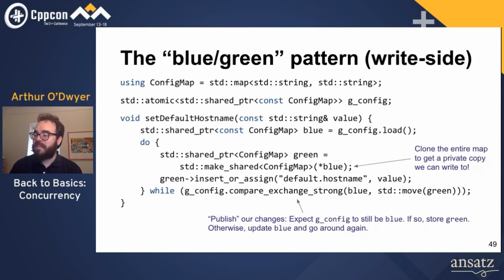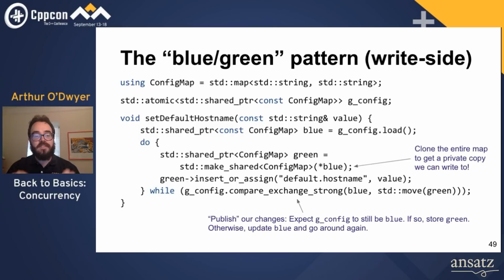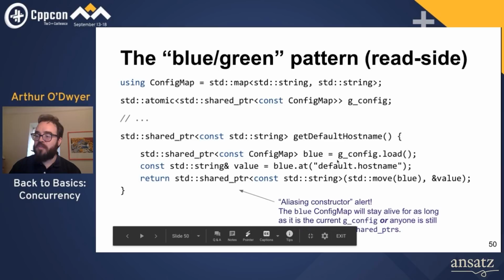But that's something you can do with an atomic. You can say, I want to swap atomically that value for my value. So that's how we then publish our version. As soon as we publish it, we have to stop writing to it. The published version is read-only. And on the read side, all we need to do is load from the atomic.